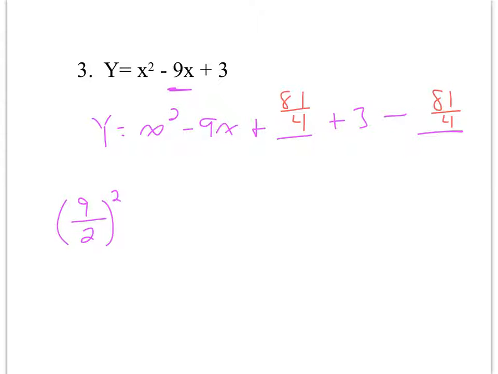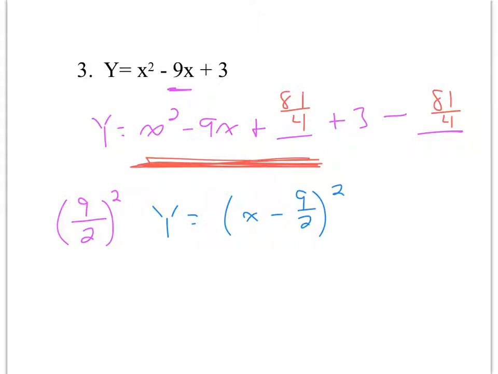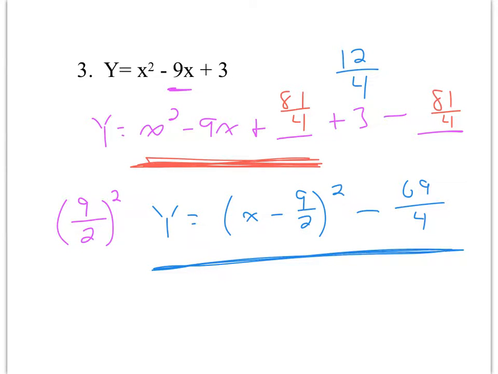Now, this would not be something I'd want you to factor, but we just completed the square, so I'm hoping you recognize that this is going to be y equals x minus 9 halves squared plus 3 minus 81 fourths. Well, 3 is 12 fourths. 12 fourths minus 81 fourths, don't tell me, negative 69 over 4. And here's my equation in vertex form.